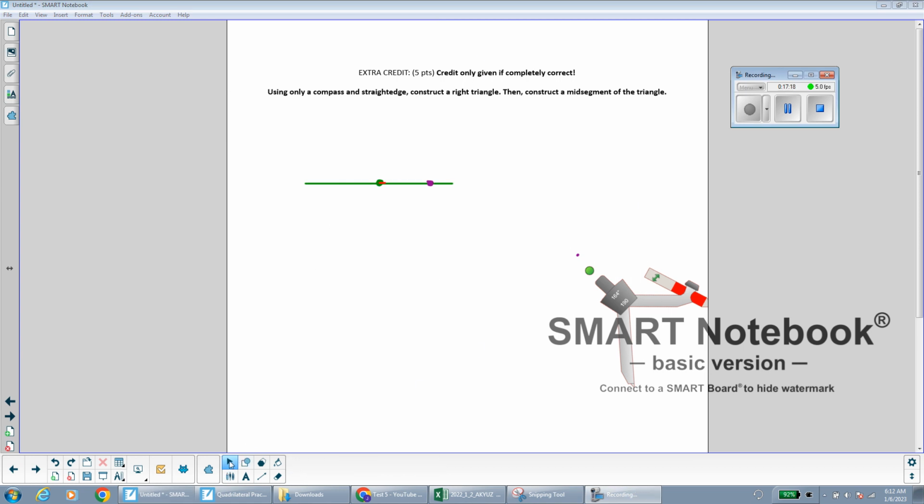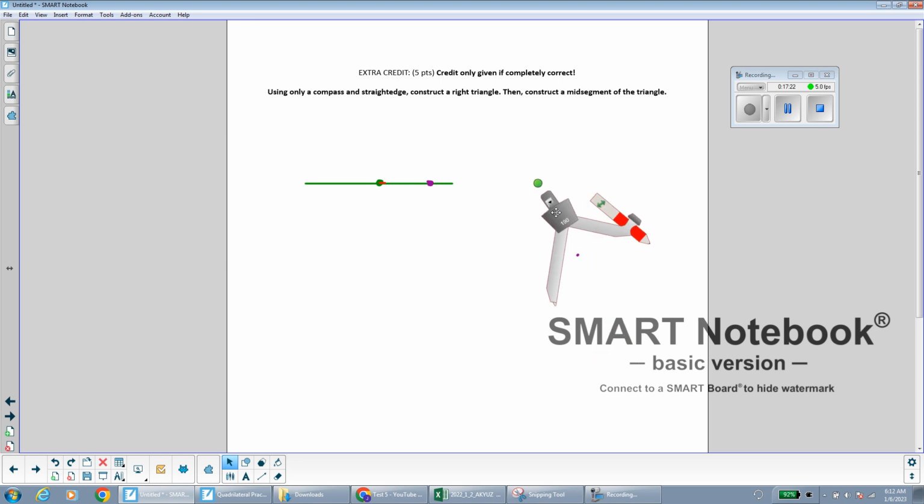Okay, so this is a two-part extra credit question. It said to construct a right triangle, and then once you had your right triangle, to construct a midsegment of that triangle. So here I have a line segment. I'm just starting off with any line segment. Let's get rid of everything else that's still there. Okay, so I'm just starting off with a line segment.